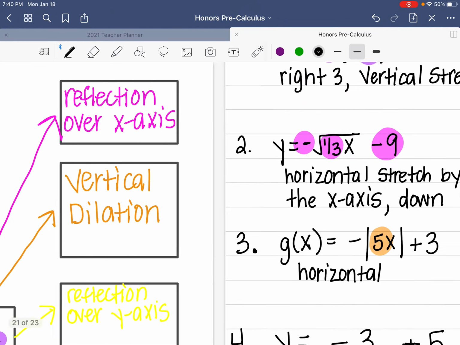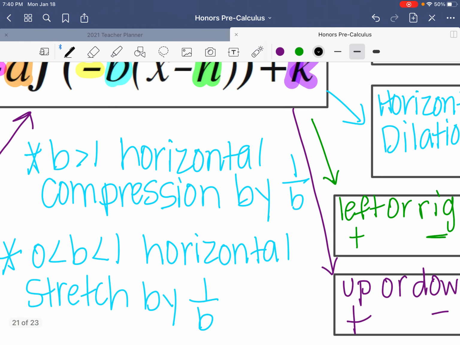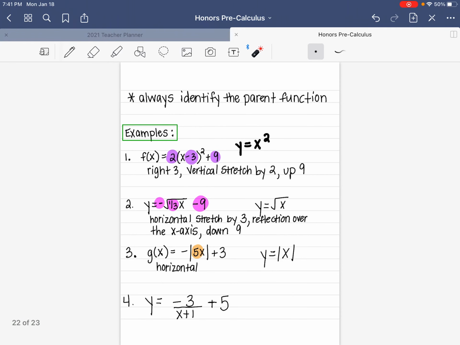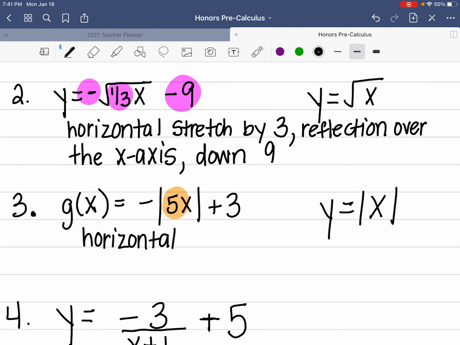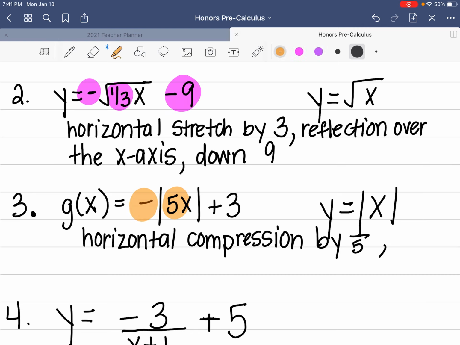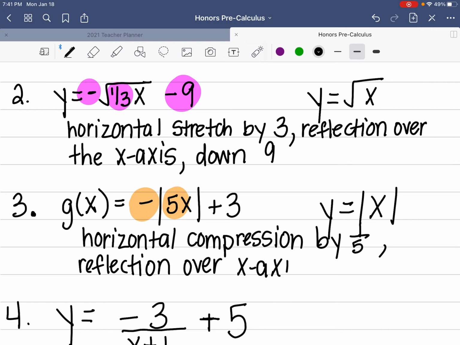Why is it a shrink? Because if I go look at my rules, 5 is greater than 1. So right here, 5 is greater than 1. So it's a horizontal compression or shrink. All right, so we're going to do a horizontal compression. But remember, when we state this, we have to do it by the reciprocal value, so by 1/5. All right, so we did that part. Now we're going to go to the front. So that negative in the front is going to be a reflection over the x-axis. And then finally at the back, I have plus 3, so that's going to be up 3 units.